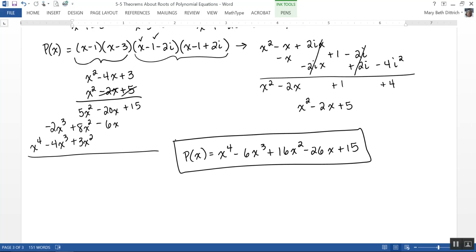So in this section we took a look at theorems about roots of polynomial equations, the rational root theorem, which tells us how we can find some possible rational roots of our equation, the conjugate root theorem, which tells us that if we have a square root or an i in there, we have to have conjugates of each other, and then how to write a polynomial function if we are given the roots.